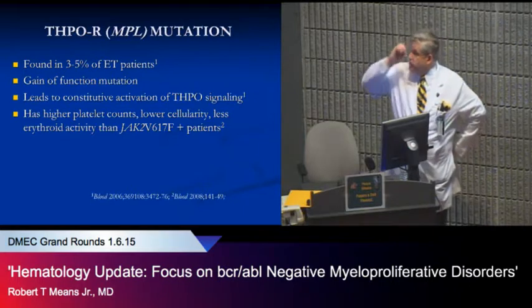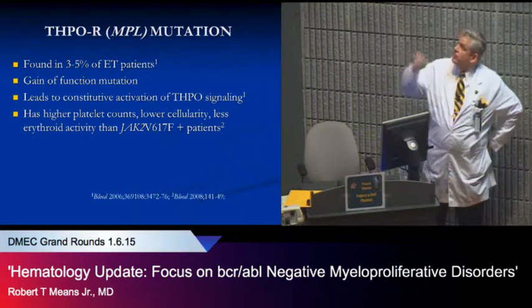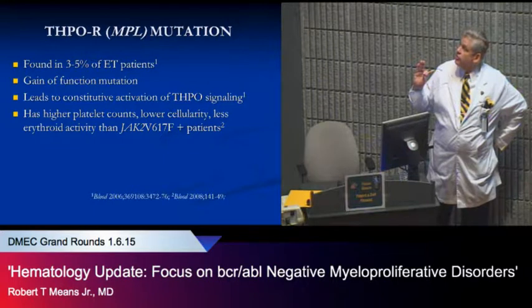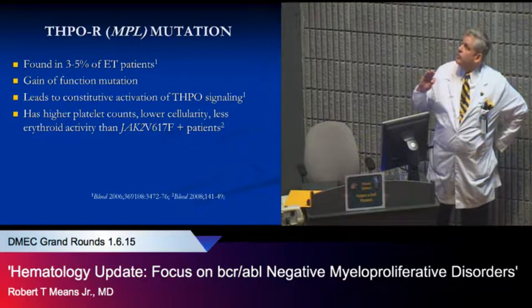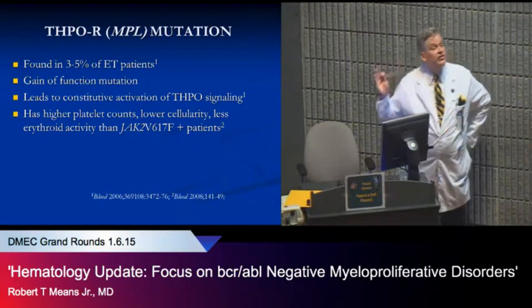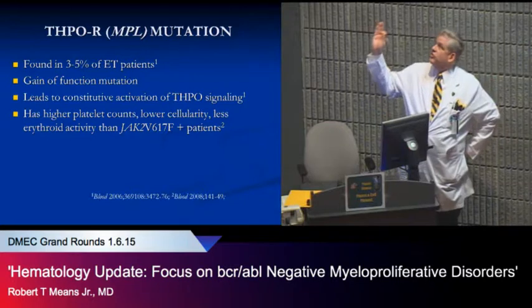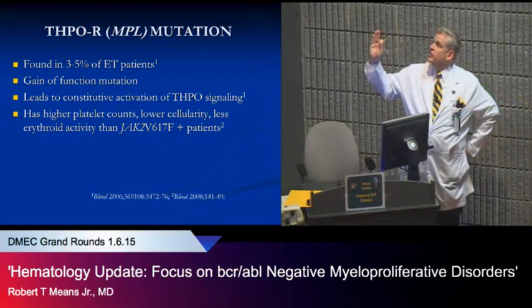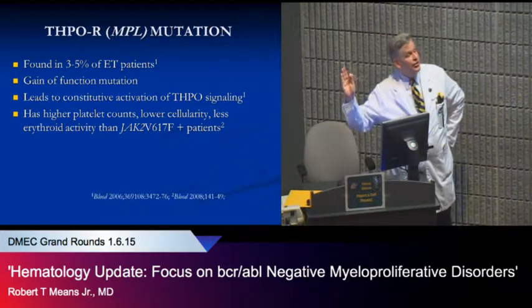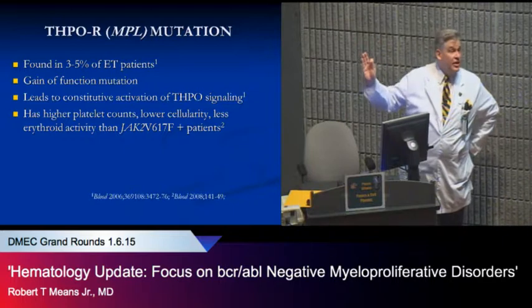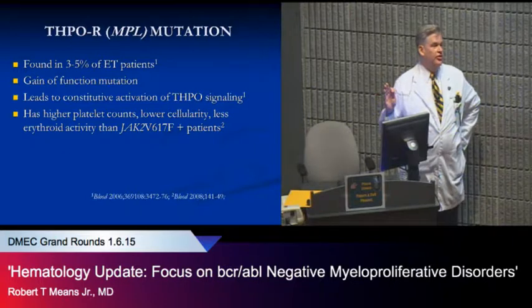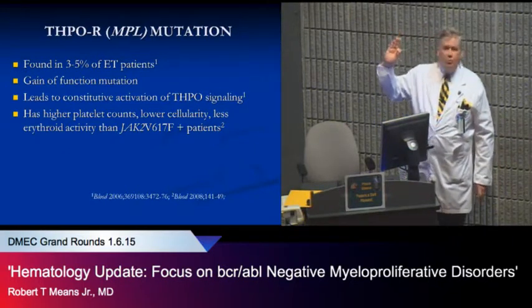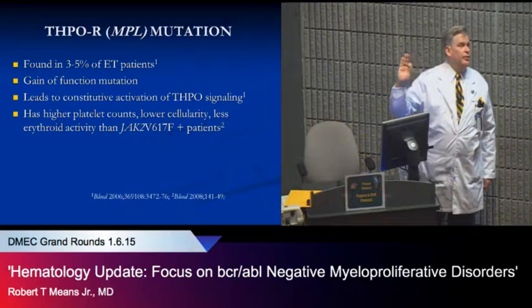The other mutation that shows up from time to time in 3 to 5% of essential thrombocythemia patients is the thrombopoietin receptor, or MPL, mutation. Like the other ones, it's a gain-of-function mutation. It leads to constitutive activation of signaling. These patients have higher platelet counts, but they look less like polycythemia vera. They tend to be slightly anemic, they tend certainly to have lower erythroid activity, and their marrows are less cellular. This is, to be honest, a relatively unimportant mutation.